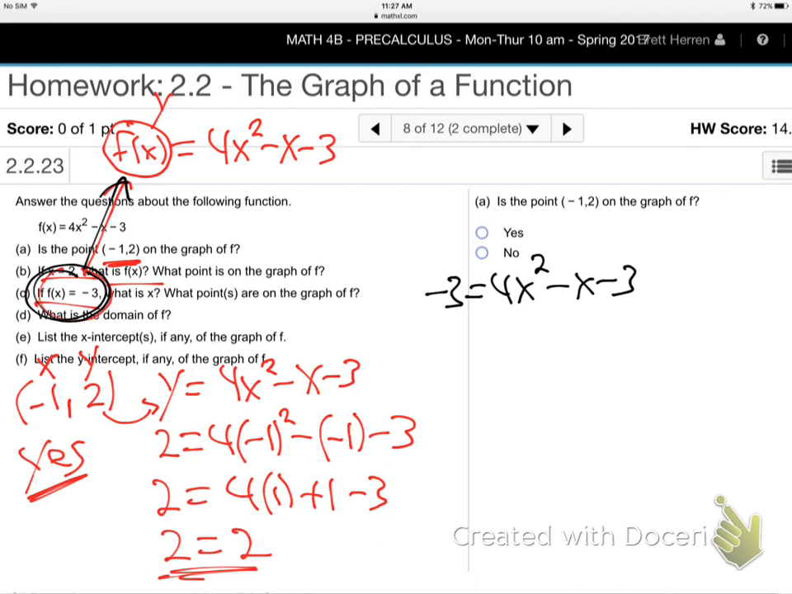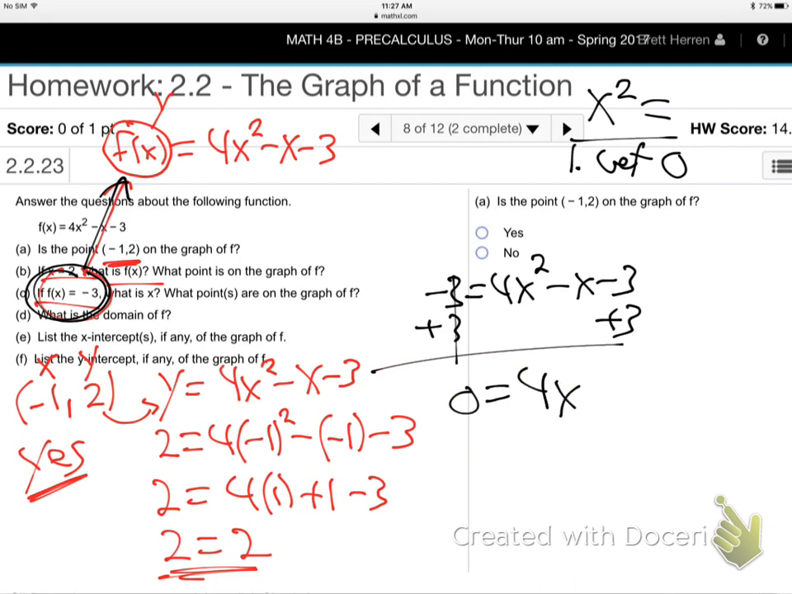What did we learn? What do we know about solving x squared equations? Have to get 0 on one side. Yeah, got to get a 0. So to solve an x squared with equals, step 1, get a 0. So add 3 to both sides. So 0 is 4x squared minus x. That's kind of nice. Now you factor it.